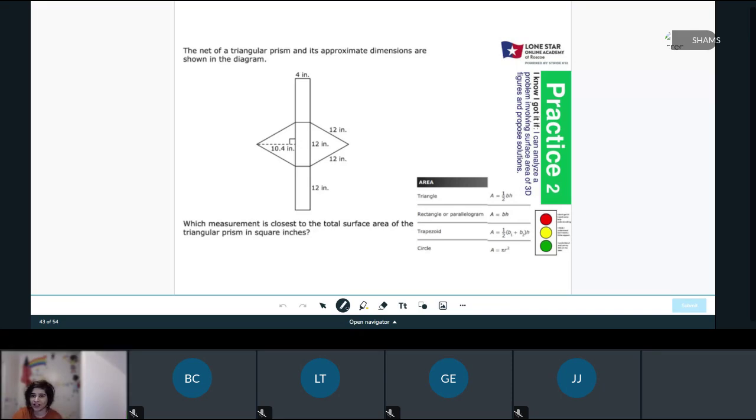So, the STAR test is really good about telling you the name of the net. They say the net of a triangular prism. It's a triangular prism. Prism, why? It has 2 bases, 2 triangular bases, and these bases will give it the name triangular prism. And its approximate dimensions are shown in the diagram. So what we want to figure out is which measurement is closest to the total surface area of the triangular prism. You want to find total surface area.